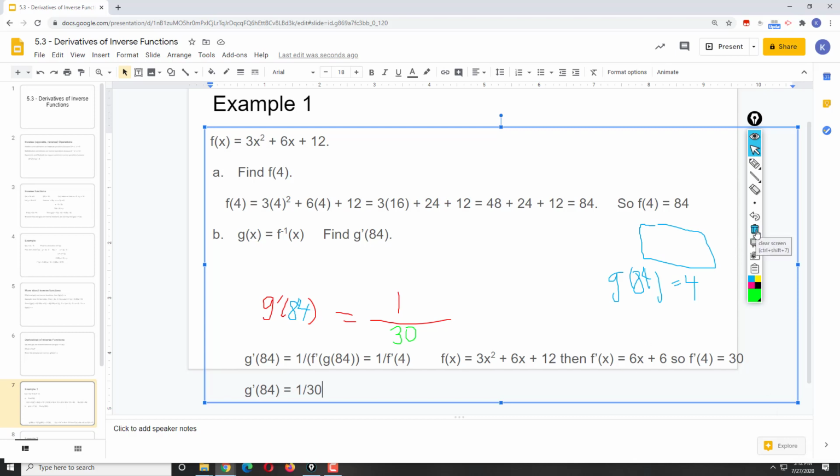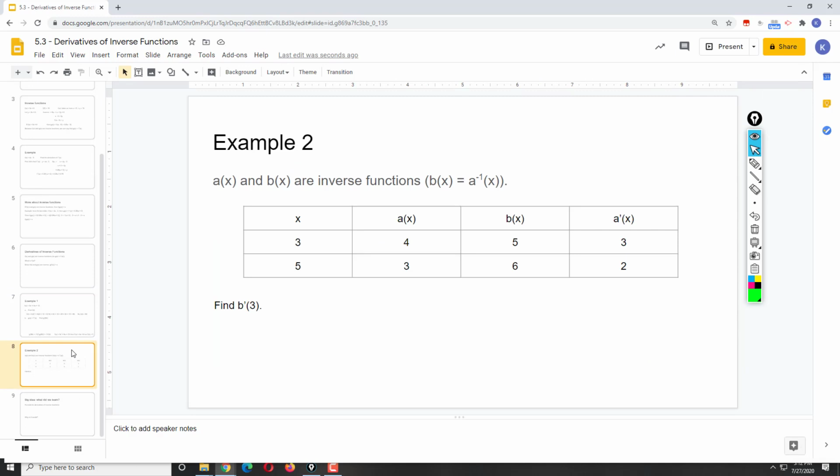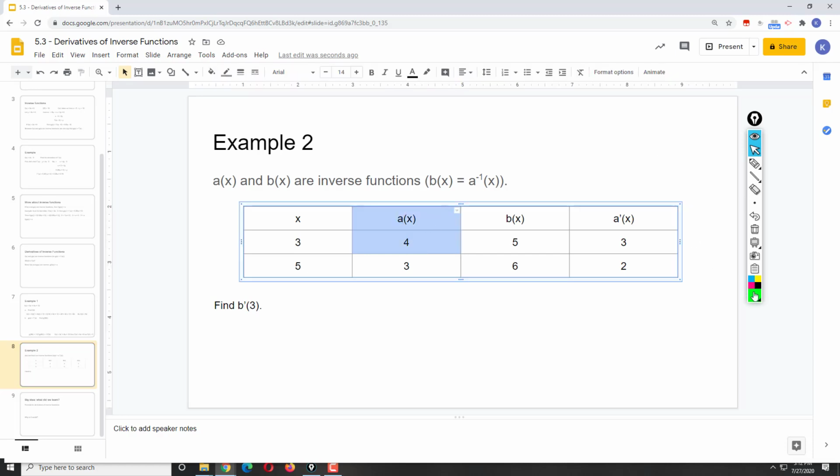Okay, example 2. This time, we're given a table of x, a of x, b of x, and a prime of x at x equals 3 and x equals 5. We're told that a and b are inverse functions, and we want to find b prime of 3. So again, what do we know? We know that a of 3 equals 4. That's what this says. And what does this say? This one just tells us that a of 5 equals 3.